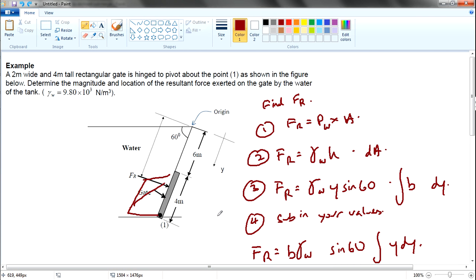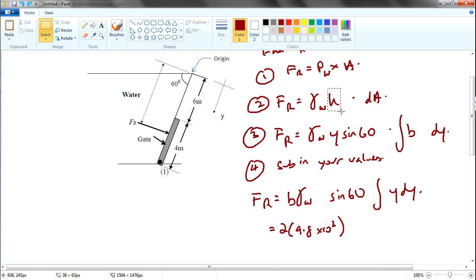So this is 9.8 times 10 cubed. This thing is actually specific weight, not specific gravity. So this is specific weight, so be very extra careful. Specific weight is rho g, so rho g h makes sense.